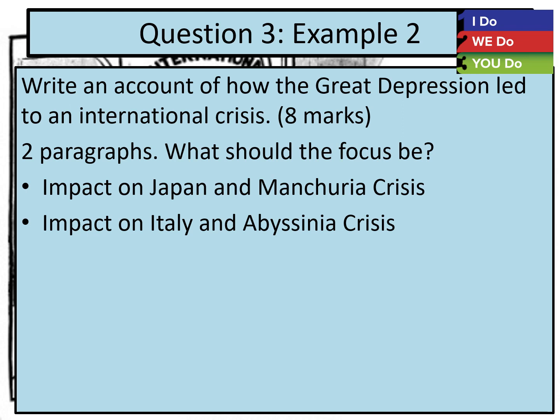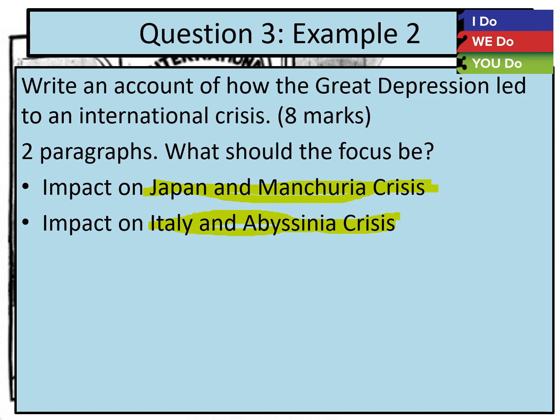So with this second example, this is where I'm going to ask you to do a little bit more. So this question is: write an account of how the Great Depression led to an international crisis. And in order to make sure you're successful in this question, your paragraphs would focus on two things. The first thing that you might focus on is what happened with Japan and Manchuria. So hopefully stuff that we know about well. And the second would be on what we've already talked about in that first example, on what happened with Italy and Abyssinia.